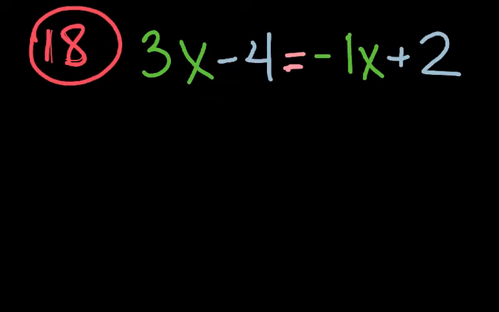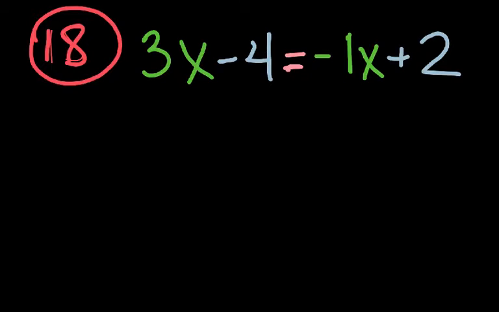For number 18, the 3x comes from the 3 boxes that you see. The -4 comes from the 4 negative chips that you see. The -1x comes from that 1 box that's shaded in. And then the +2 comes from, of course, the +2 chips.